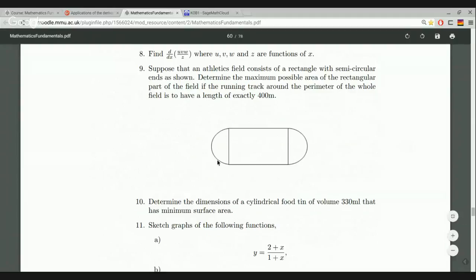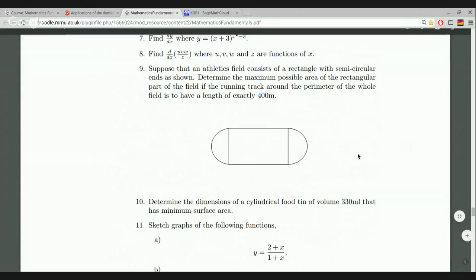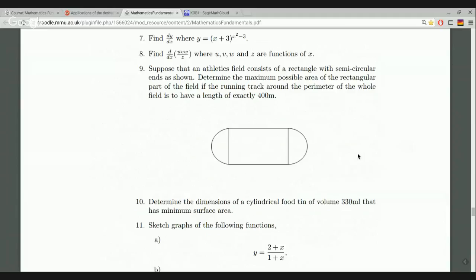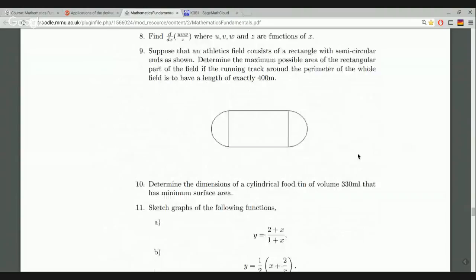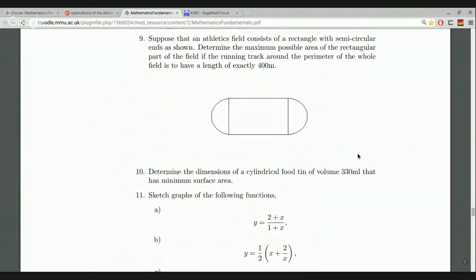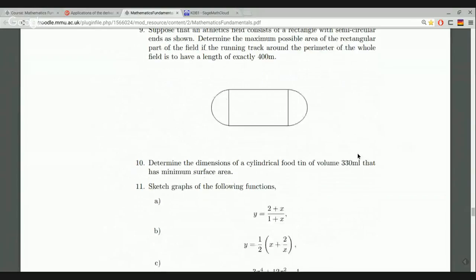So this question, if you have this constraint that the perimeter has to be 400, you want a rectangle with two semicircular ends. What dimensions should you build it to maximize the internal area of the rectangular field? So determine the maximum possible area of the rectangular part of the field if you want your running track to have a perimeter of 400 meters. I think you get an answer out of that. I think that roughly corresponds to how these things are built, so it's quite nice.